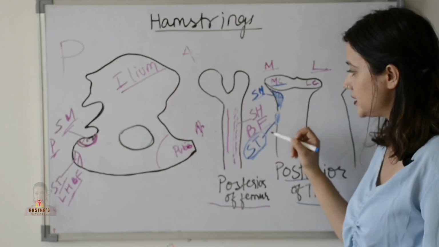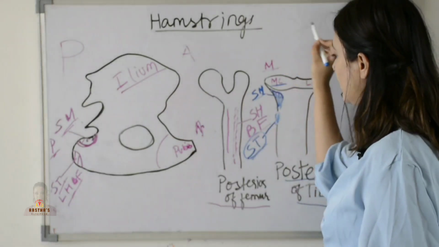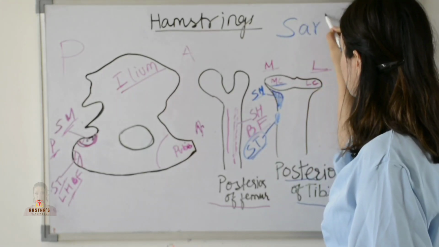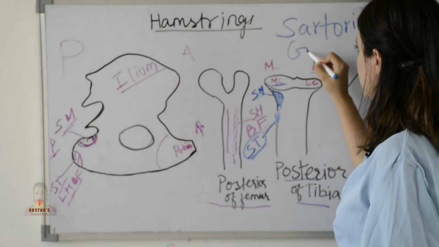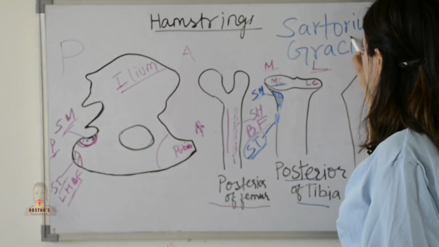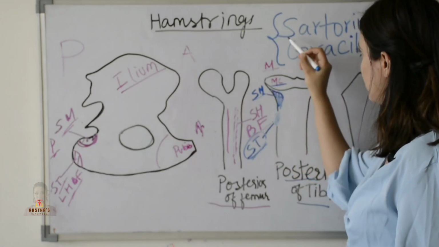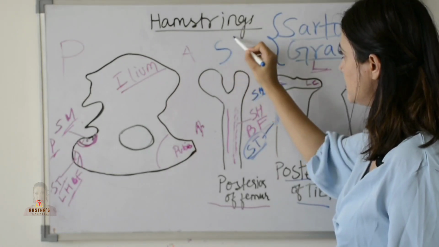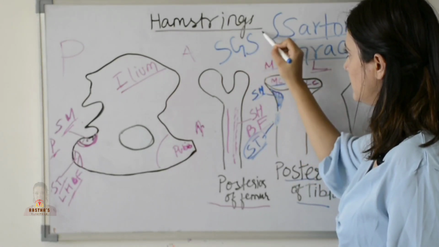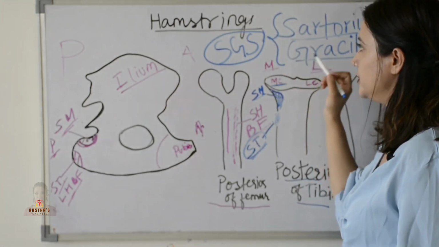It gets inserted along with 2 other very important muscles. They are sartorius and gracilis. Along with semitendinosus we have sartorius and gracilis. So we have altogether S, G, S muscles inserting together in the medial surface of the tibia.